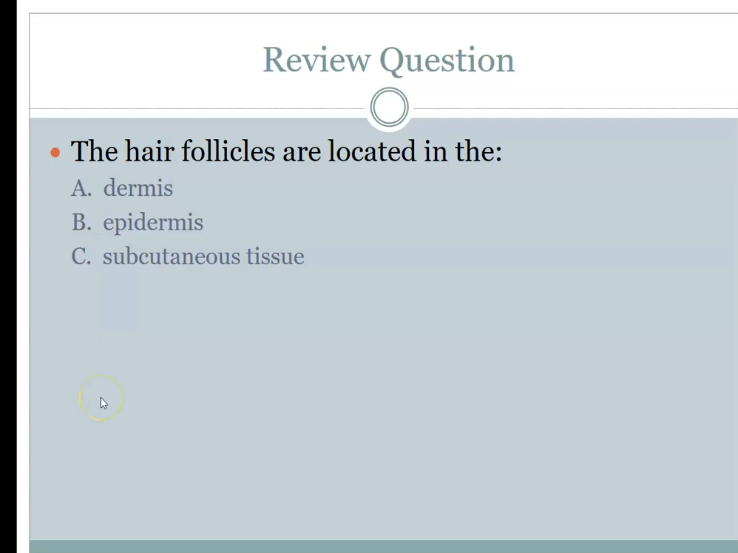Here is a review question. The hair follicles are located in the A. dermis, B. epidermis, and C. subcutaneous tissue. So where do we think the hair follicles are located? And if you guessed A. dermis, you are correct. Great job.